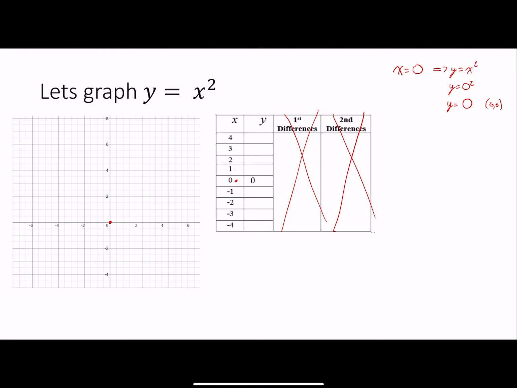Now when x equals 1, y equals 1 squared. Y equals 1. And we're going to put that right there. My next point is (1, 1). Now we're going to work on when x equals 2. When x equals 2, y equals 2 squared. Y equals 4. So our next point is (2, 4).